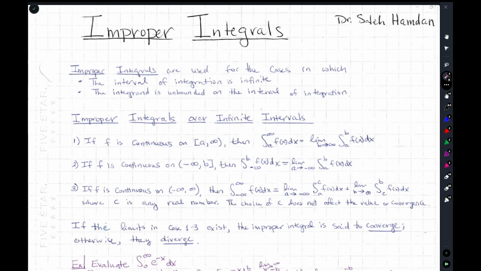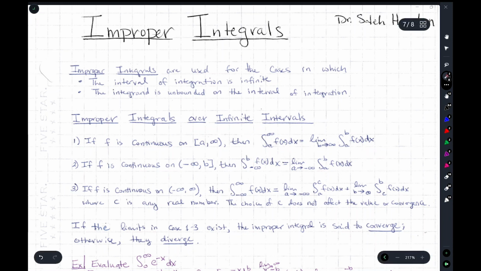So let's talk about improper integrals, okay? It's sort of a weird name, right? Improper. It seems like it's something inappropriate. But what improper integrals basically are, are integrals over either infinite intervals or integrands that are unbounded, okay? Functions that have asymptotes that go up to infinity or minus infinity, or integrations over an infinite interval, okay?